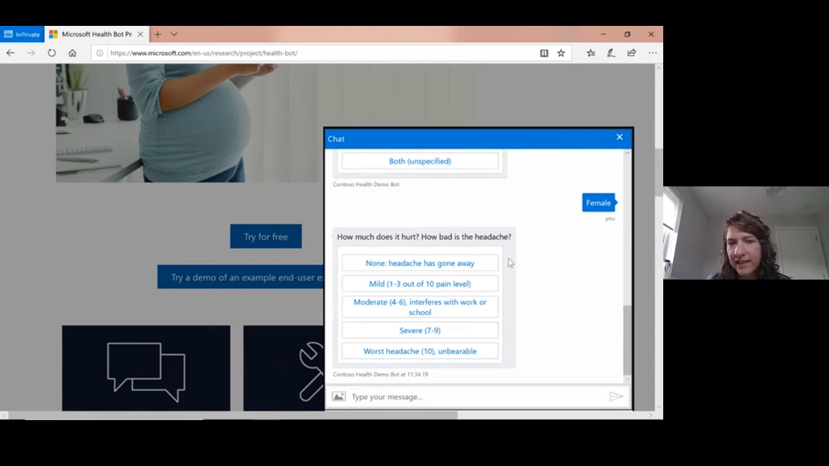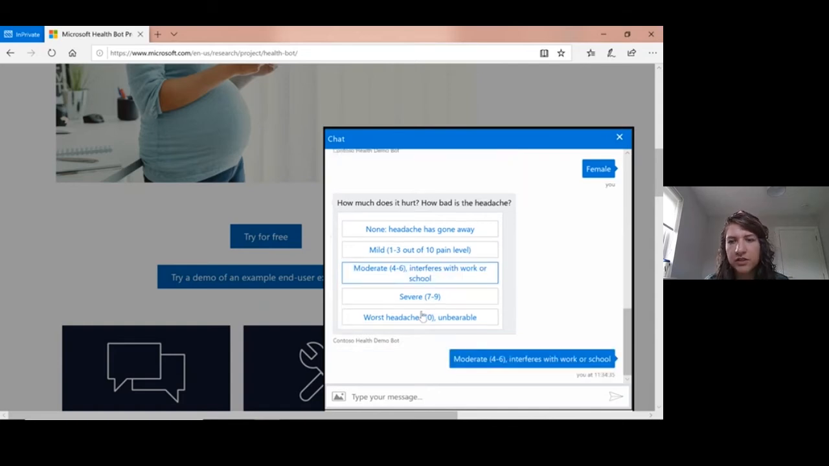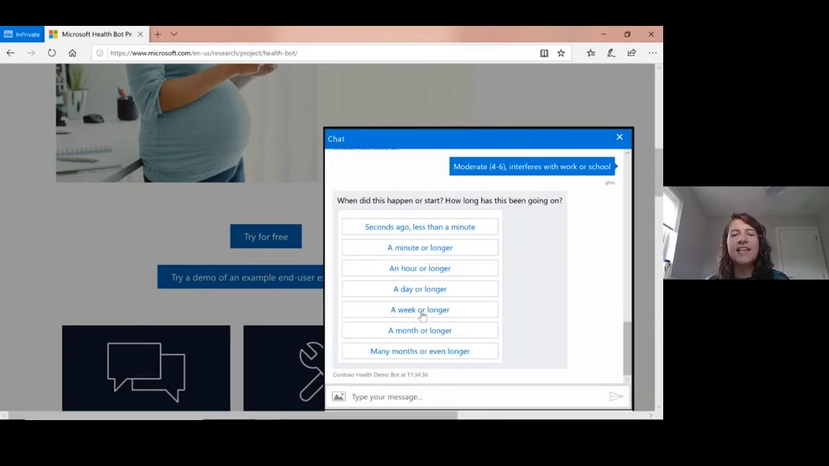How much does it hurt? How bad is the headache? So I might say moderate, it's 4 to 6, interferes with work or school. When did this happen? Now, I could keep clicking and it will keep going on and keep working towards getting to a point where it can give me some sort of advice or a solution.